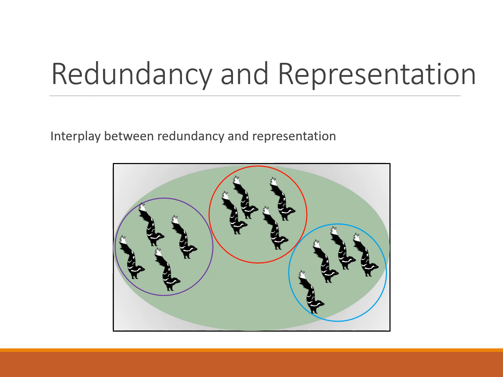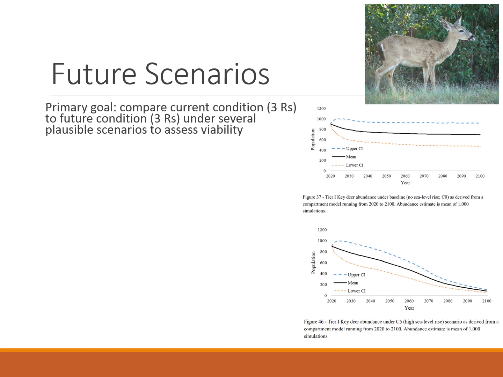And so this would be the most viable population in terms of looking at redundancy and representation if you're not taking into account whatever resiliency may be. So jumping to future scenarios, the primary goal is to compare the current condition using the 3 R's we just discussed to a future condition, also using the 3 R's, under several plausible scenarios to assess their viability over time.